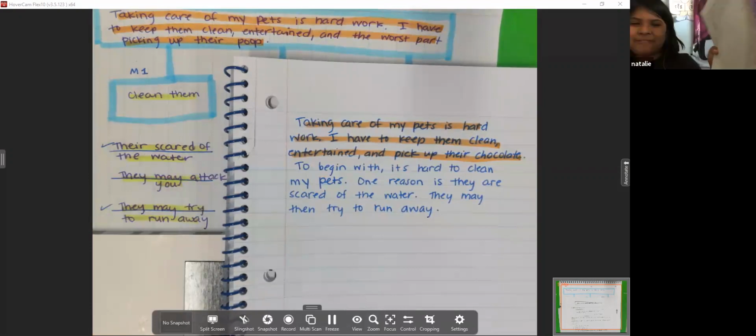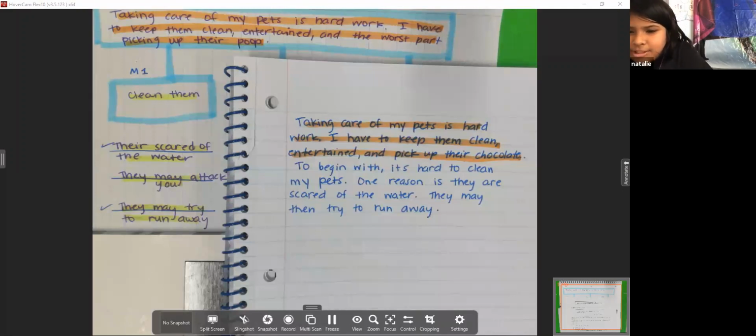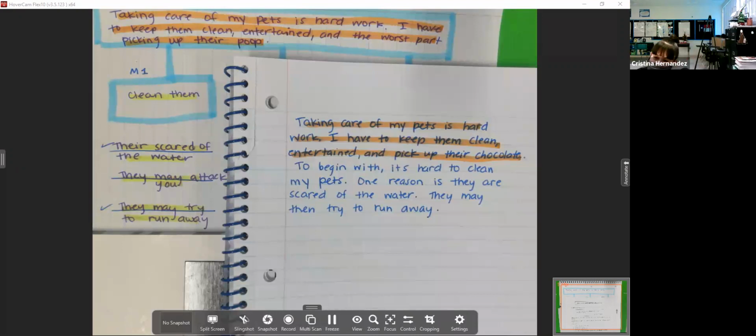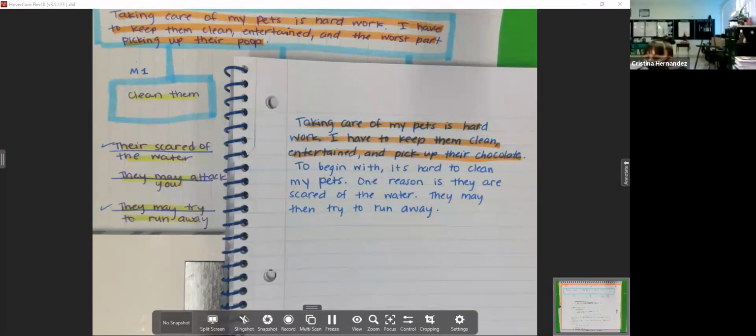I wrote my first paragraph. What did you write, Natalie? Let me hear what you wrote. I'm already on my second. Hold on. Taking care of my cousins is hard work and a big responsibility. To begin with, it's hard to stop my cousins from making a big mess. One reason is they throw stuff around all over the place. Second reason is because they don't help clean up their mess. Good job.